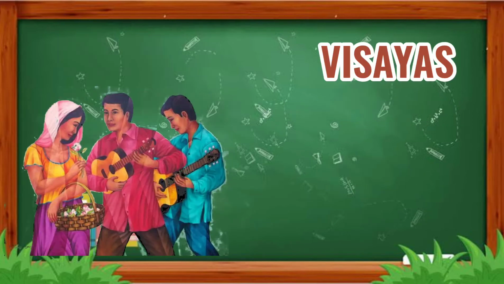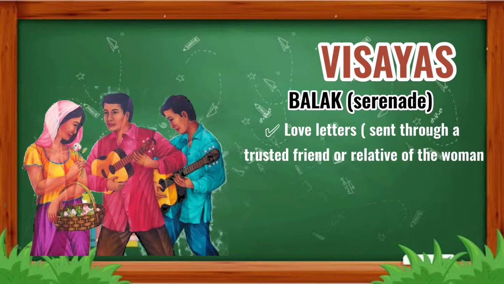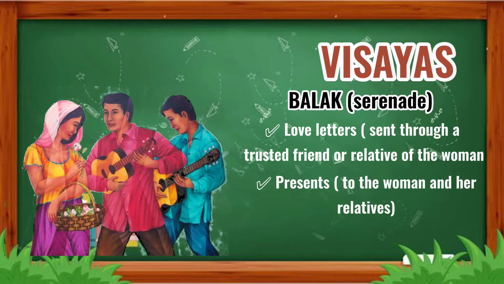In Visayas, when courting, Cebuanos also resort to serenading called balak. They also write love letters that are sent through a trusted friend or relative of the woman. Presents are not only given to the woman but also to her relatives. They also use love potion or gayuma to win the affection of the woman.